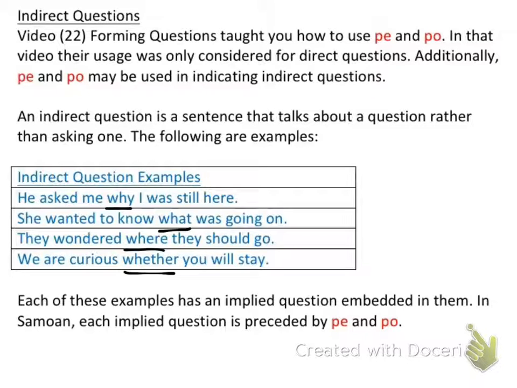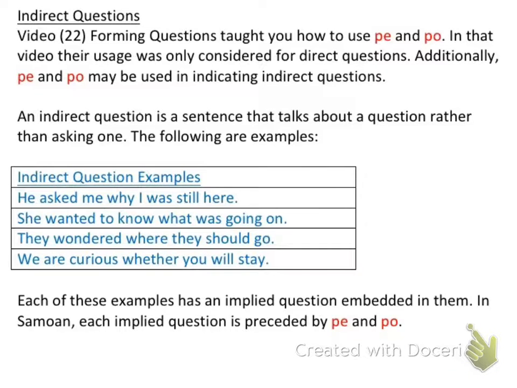And honestly, you'll see this form of pay and po more often in informal Samoan than you will in the direct case. So these are very important to learn. You might have already seen these up until this point, you just didn't know exactly what was going on. So before these underlined words in these example sentences, because a question's being implied, you would put a pay or po right there before those question words to indicate to whoever you're talking to that there is an indirect question.